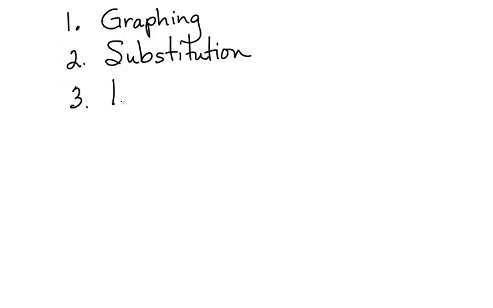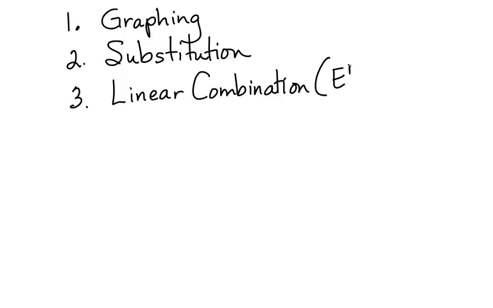The third method is linear combination. Some authors call it linear combination, some authors call it elimination. Sometimes some authors call it addition, subtraction, and sometimes it involves multiplication and then addition, subtraction. But I think your author calls it linear combination.